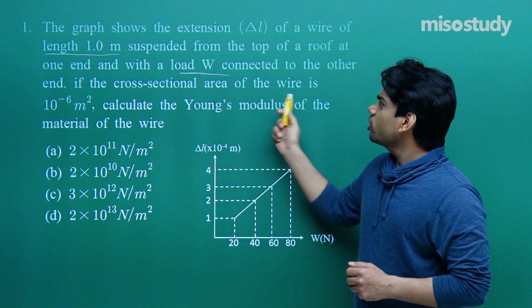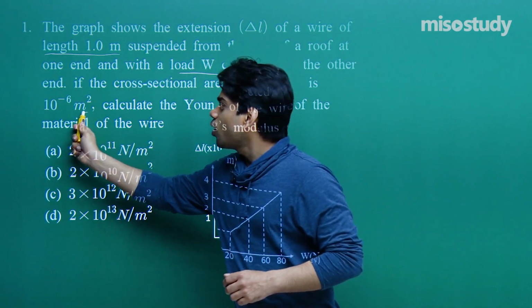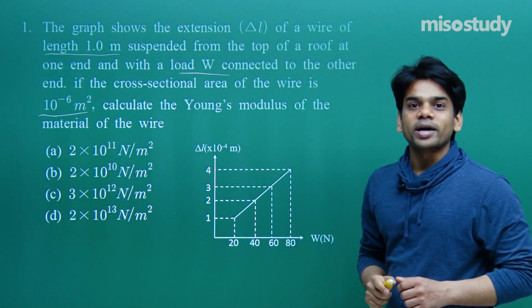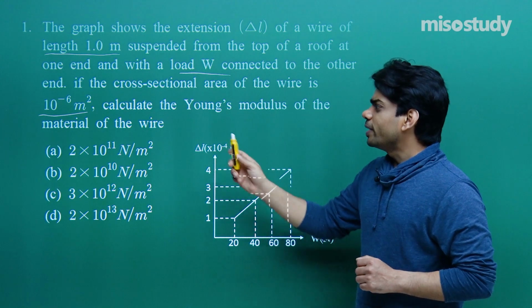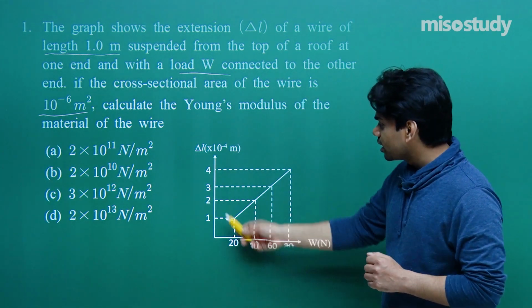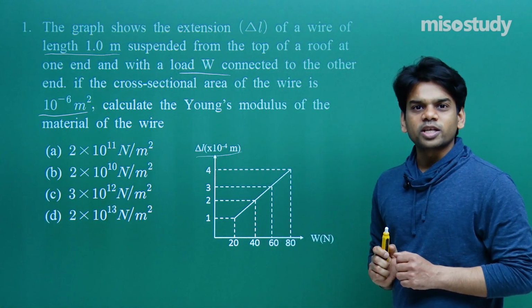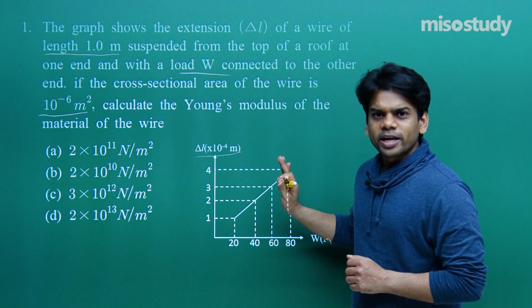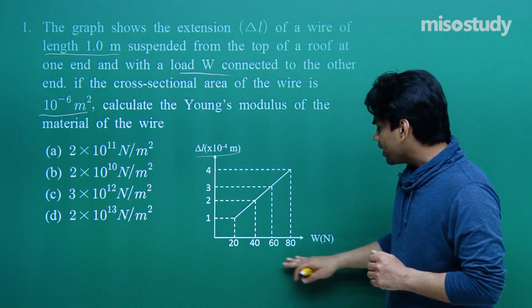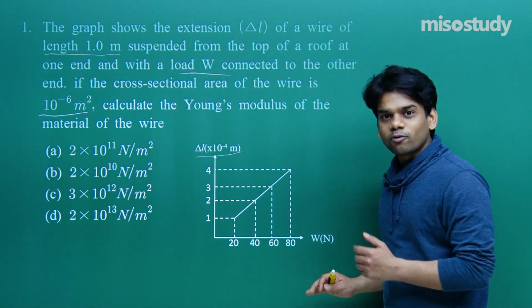If the cross-sectional area of the wire is 10 to power minus 6 square meter, this is the area of cross-section of the wire that has been provided in the given information. Calculate the Young's modulus of the material of the wire. So we have this graph given for delta L in units of 10 to power minus 4 meter. Now here on the x-axis we have the load that has been suspended from the bottom end of the wire.